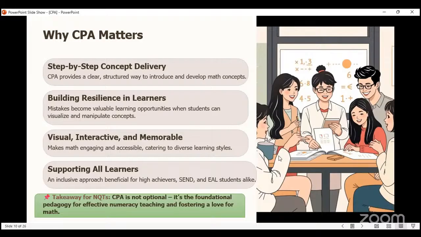So CPA is not optional, actually. Most teachers treat this CPA approach as if it is optional. It is not optional. It's foundational pedagogy for effective numeracy teaching, and it fosters a love for maths. When the children are able to move from concrete to pictorial to abstract, it makes them love maths. They look forward to that part of maths.